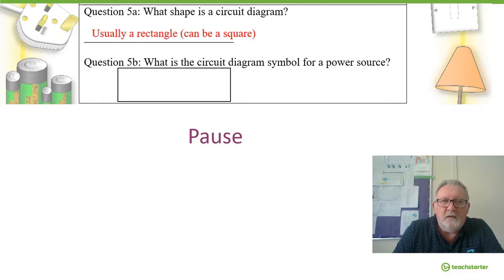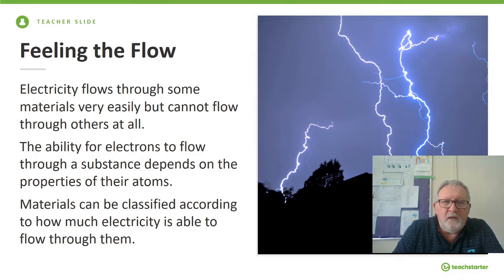I hope you said it's usually a rectangle or a square for the shape. And this is a symbol. It's got the longer line and the shorter vertical line. Sometimes when you see this part here, it can be drawn a little bit thicker than this line here. All right, how did you go there? Let's look at the next one.